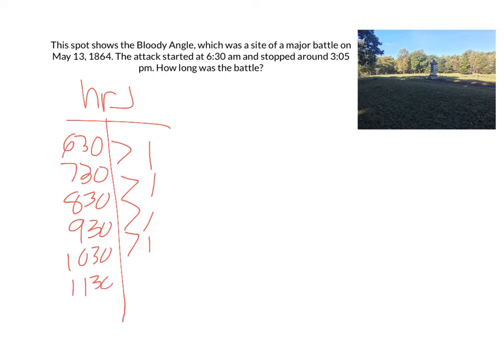11:30 gives me another hour jump. 12:30. 1:30. And 2:30. I can't jump to 3:30 because that would give me too far. That would go beyond 3:05. Counting up my hours: 1, 2, 3, 4, 5, 6, 7, 8 hours. So I'll have a total of 8 hours.